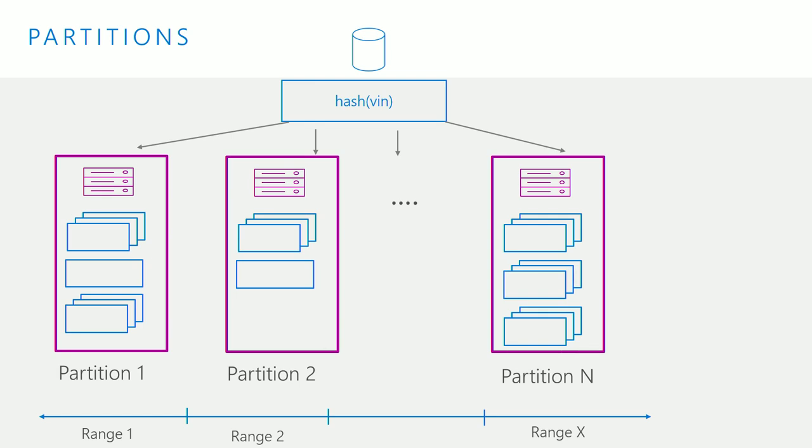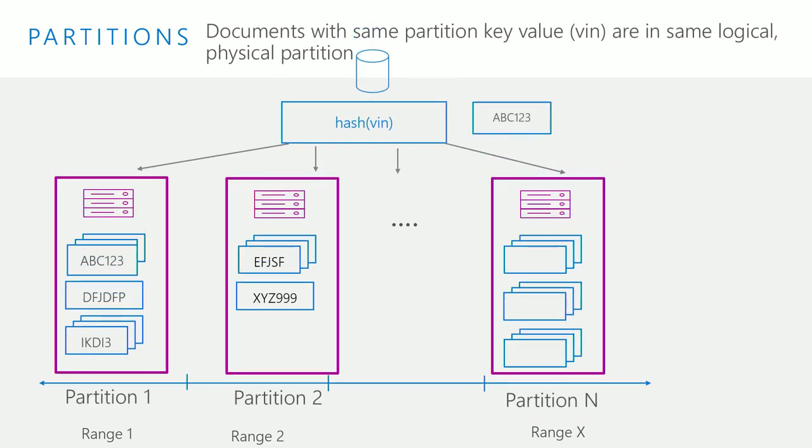So in our case, for IoT data, if we partition by something like vehicle ID number, then any data with vehicle ID 123 is going to live in the same partition as the other data with 123. A new document comes in, let's say XYZ, it gets hashed to a range, the range will match a partition, and then the data will live there.